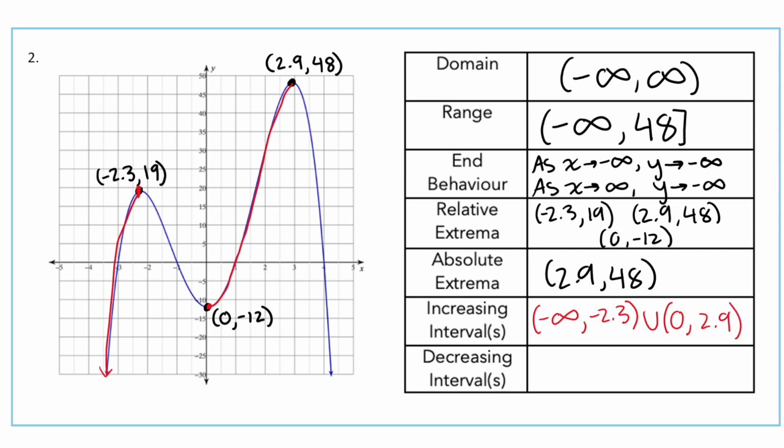For decreasing, it travels down between negative 2.3 and 0, and then it increases again, but once I get to 2.9, it decreases again, so I have 2.9, and then it just keeps decreasing forever.